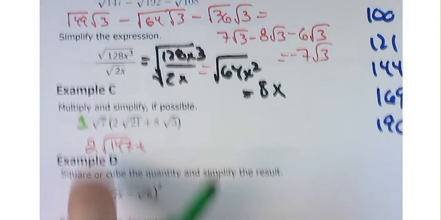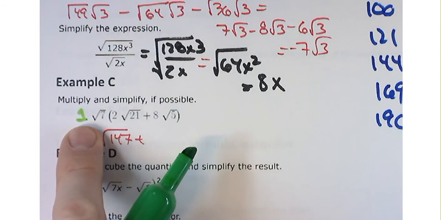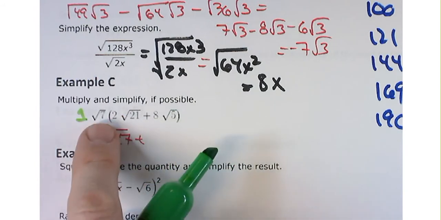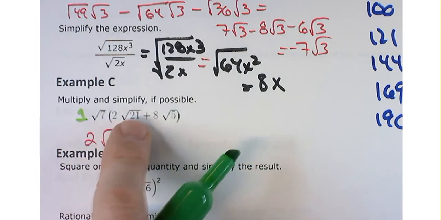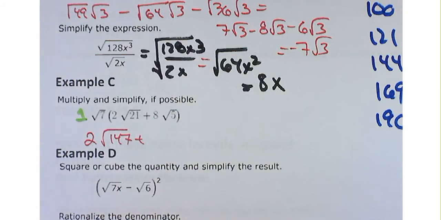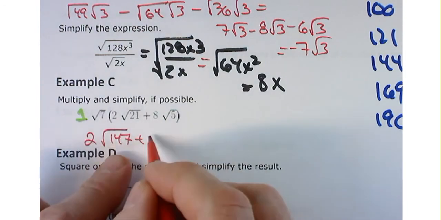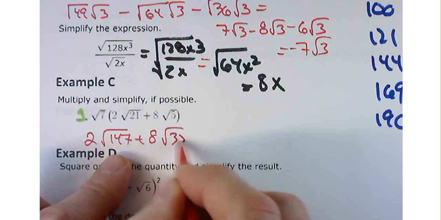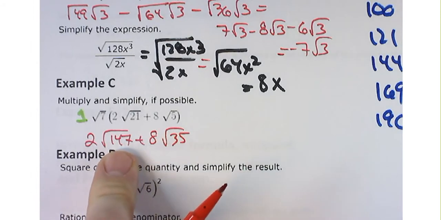1. So the things outside are going to multiply. 1 times 2 is 2. Things underneath are going to multiply. 7 times 21 is 147. Same thing applies here. 1 times 8 is 8 square roots of 35. Now that's not bad. That's a good start. That's 2 points out of 3, or maybe 2 points out of 4, depending on how I grade it. But there's a little bit more you can do with the square root of 147.